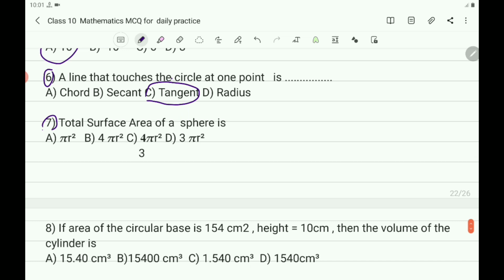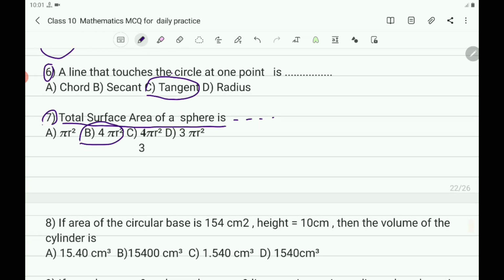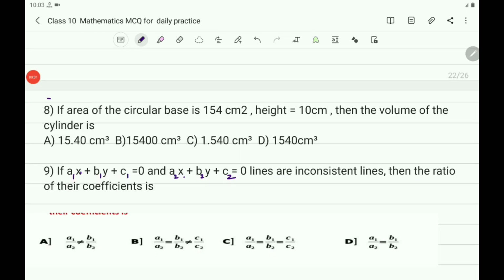Next question 7. Total surface area of a sphere is. What is the total surface area of the sphere? Option B, 4 pi r square. Already told that you must know all the formulas of the surface areas and volumes. If you know, you can choose the answer quickly. So option 4 pi r square, that is the total surface area of a sphere. Next you take the question number 8.